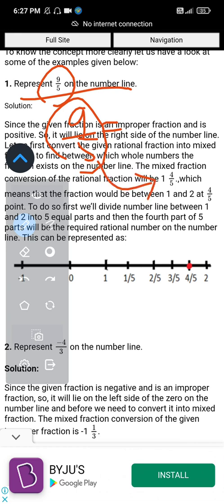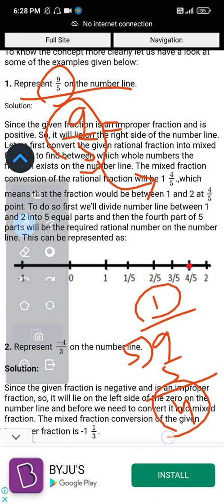See here, they have written 1 whole 4 by 5. How do we change this to a mixed fraction? We change this to mixed by dividing, like this. So 1 times 5, remainder is 4. So 1 whole and the remainder is 4. The denominator will not change. So this is the mixed fraction of 9 by 5.